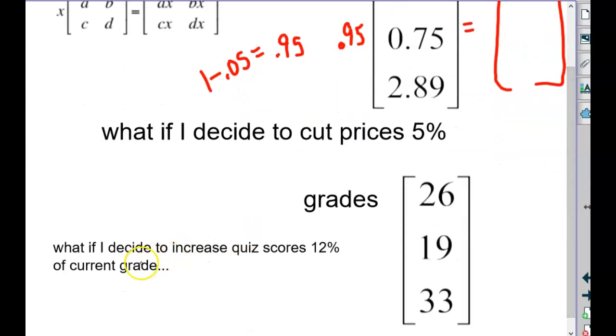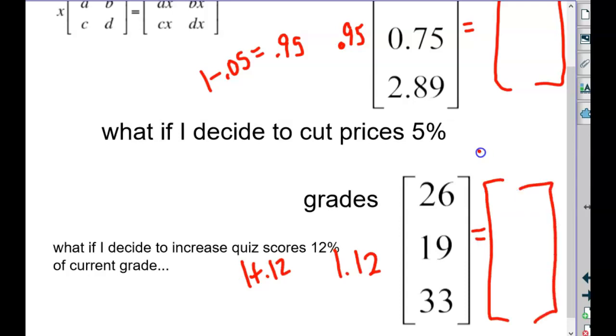Yes. If I want to increase your quiz scores all 12%, what would I do? 1.1. Yes, 1 plus 0.12, or multiply all these by 1.12, and that would give me the new grades. Okay?